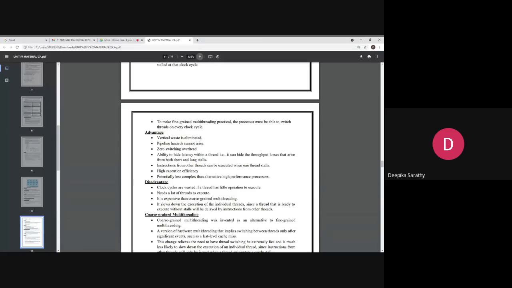Next, you can hide the throughput losses, that is for short and long stalls. If your stall, that is the waiting period, is long, you'll be having a throughput loss. Performance depends upon the pipeline output, everything, right? So that all can be avoided. Next, instructions from the other threads can be executed when one thread stalls. So what I'll do here is obtain and execute the output from the other threads, because I keep on changing my threads.